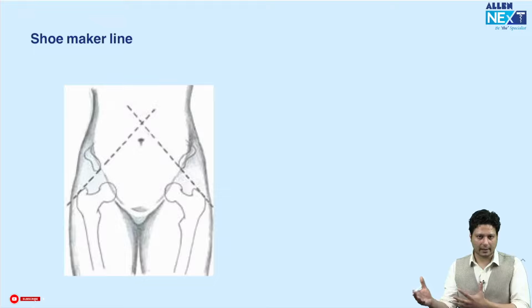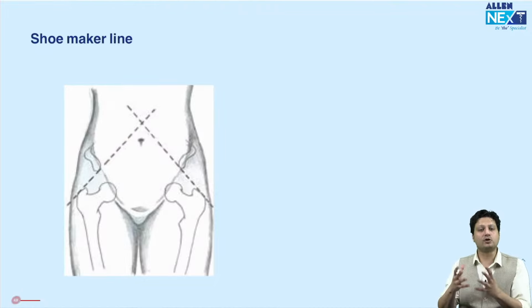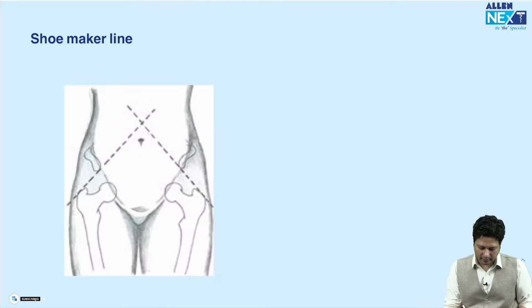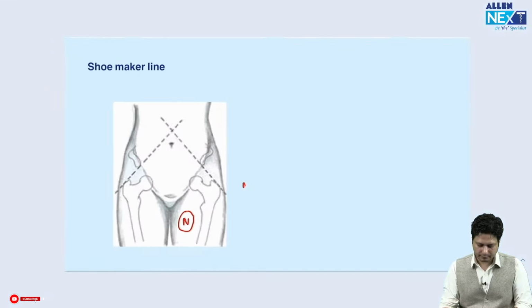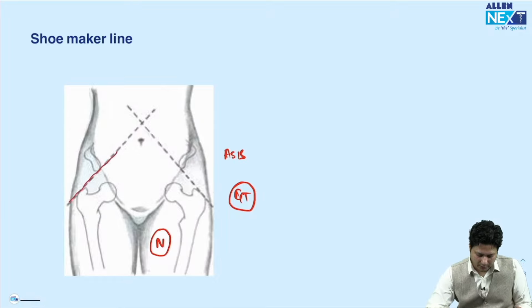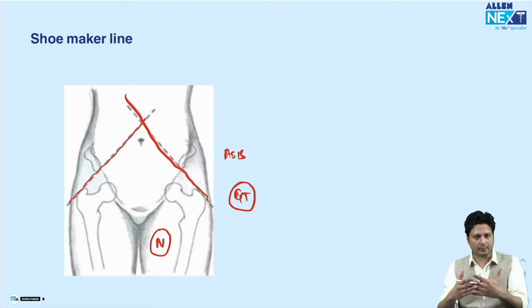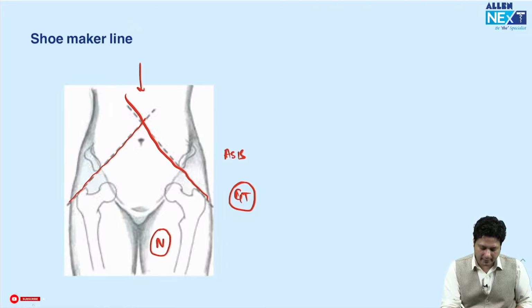First of all, Shoemaker's line. For the first time in this session we are being introduced to it. What is Shoemaker's line? Try to understand. This is the normal hip joint. You take a point at the ASIS and a point at the tip of the greater trochanter, and you project both these lines proximally onto the abdomen. Where will they intersect? Exactly in the center and above the level of the umbilicus.